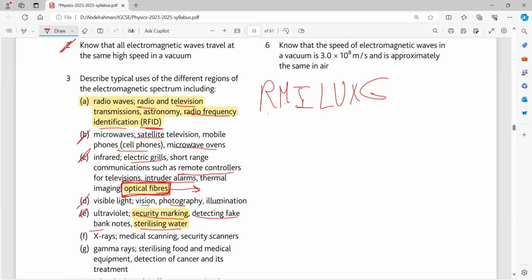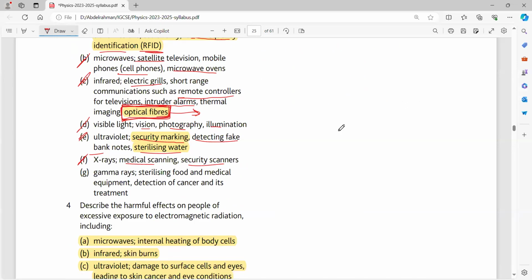X-rays: we know the uses of X-rays, medical scanning, for example for broken bones, and security scanners. Moving on to gamma rays: sterilizing food and medical equipment, detection of cancer, and treating cancer.